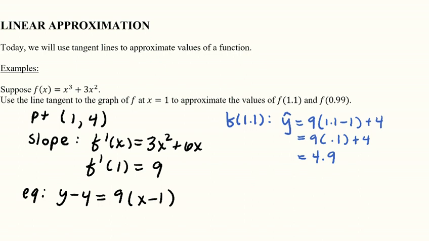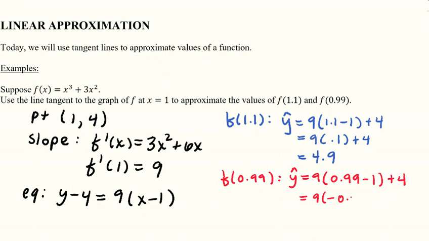And then when I'm interested in finding f of 0.99, I'm going to do the same thing. I'm going to say my predicted y is going to be 9 times 0.99 minus 1, and then I'm going to add 4. Just using that tangent line and plugging in x values. And so that's going to be 9 times negative 0.01 plus 4. So that's 4, and I'm going to subtract 9 cents, so I'll have $3.96.